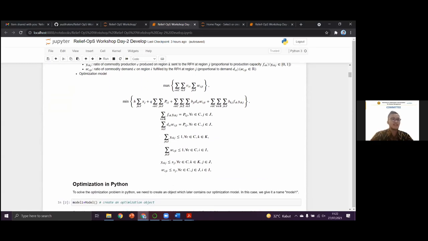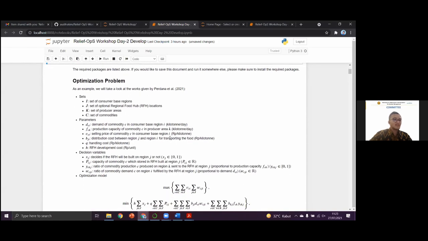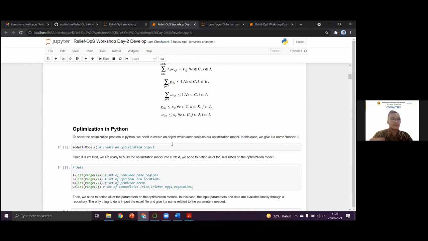we will try to see the model. So this is a multi-objective function. You can run the first one. And after you run the first one, after all the packages have been run, first of all, we would like to create an object in Python. You can name it model one or any name. So this is the syntax that we use to create an optimization in Python for MILP. This way, we create a variable for model one, and that is the optimization object in Python.